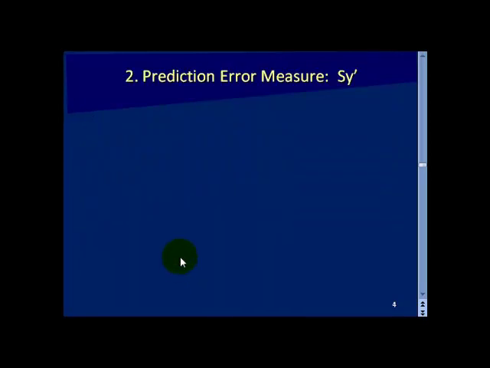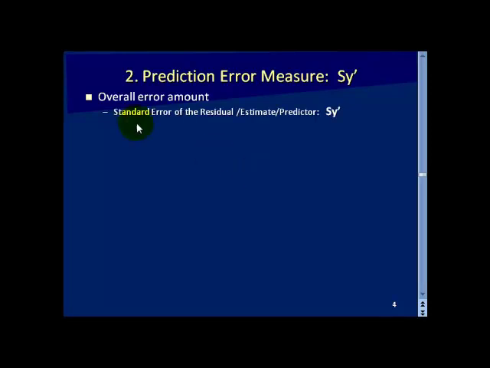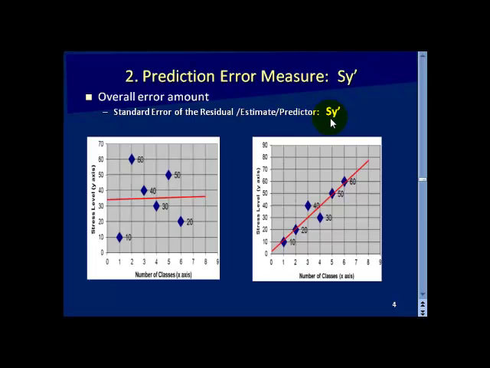Okay, so the second thing we're learning about here is the prediction error measure, SY prime, and this gives you the overall amount of prediction error. We just looked at a slide where I was talking about specific amounts of error for given scores, but here we're talking about overall what we'd call the standard error of the residual, standard error of the estimate, or standard error of the predictor, and that's calculated or represented by SY prime.